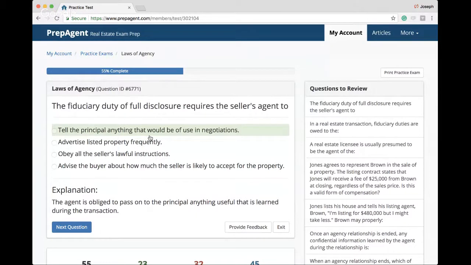Okay, remember, the fiduciary duty, you have loyalty, right? You have to obey their instructions, but you also have to tell them anything that will help them. The agent is obligated to pass on to the principal any useful information that is learned during the transaction. Okay, something that's confusing here. When you have your listing, you don't have buyer's agent and selling agent. You have listing agent, and then you have seller's agent. Seller's agent is representing the seller. We'll go over that one again. Don't worry about it.